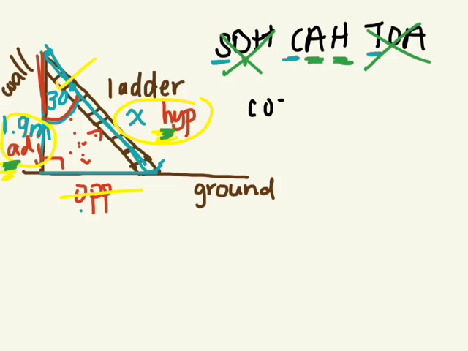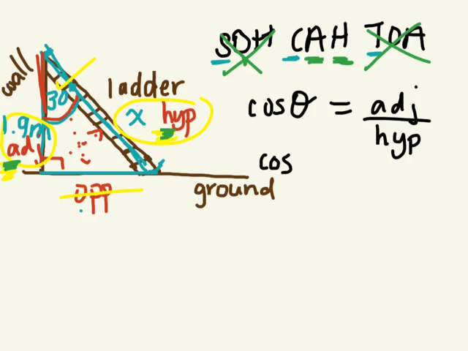So the cosine ratio states that the cosine ratio is equal to the adjacent length over the hypotenuse. So in this case, what's the angle that's given? 30 degrees. Good. So cos 30 degrees equals the adjacent side, 1.9 meters, over the hypotenuse. We don't know the hypotenuse, so I've labeled this as x.